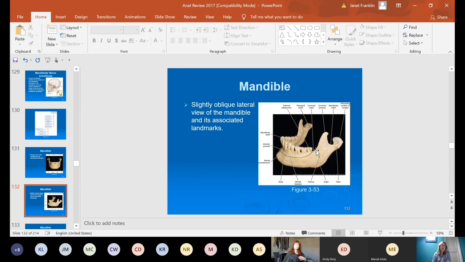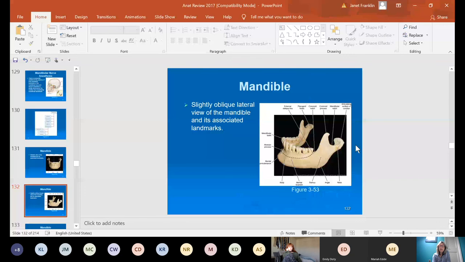This is your condyle, your mandibular condyle. The condyle is what articulates with the temporal bone to form the TMJ. The articulating surface is this top part. That's the part that actually articulates or moves with it. We didn't really ever talk about your pterygoid foveae, but that one's on there.